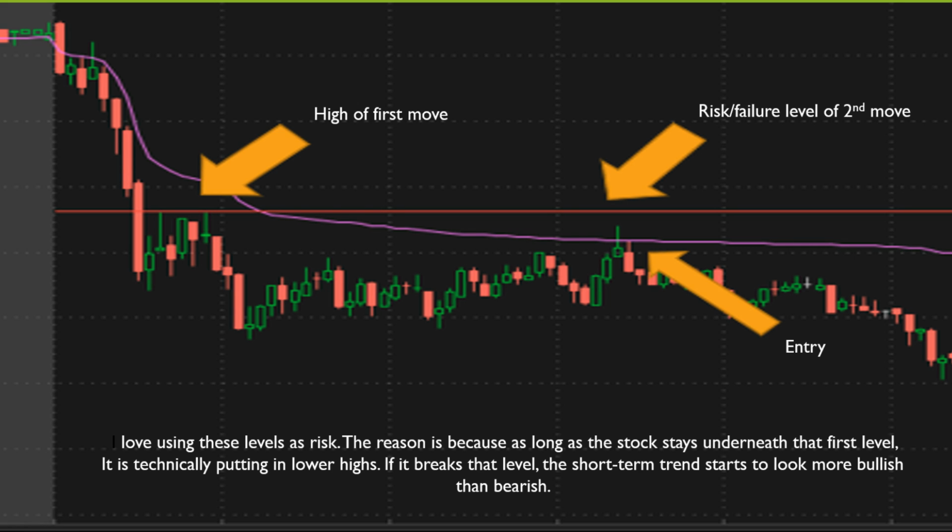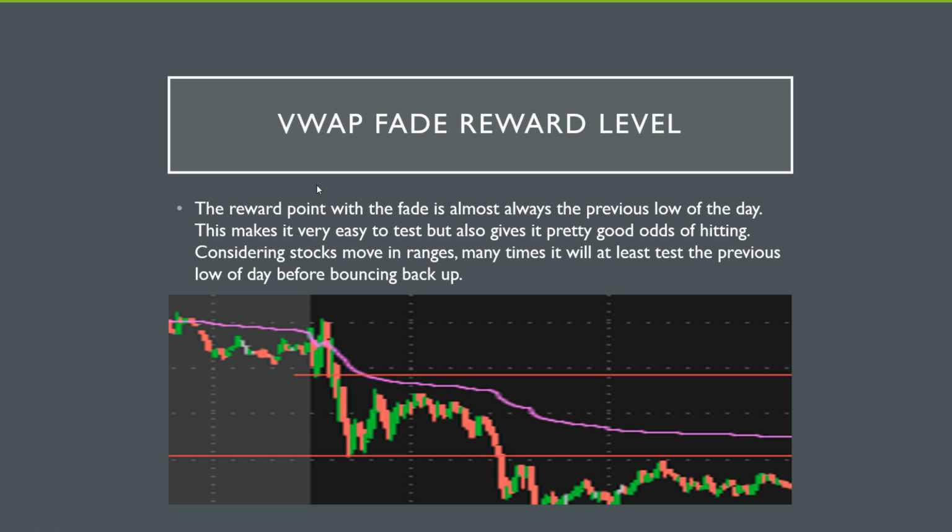And so what we want to see is we want to see it hold underneath this level, continuing to put in lower highs, and ultimately continue in a bearish or downward trend. That's what's going to help us with the VWAP fade. So now we can look at the VWAP fade reward level, which is where you're going to take your first profit in these type of trades.